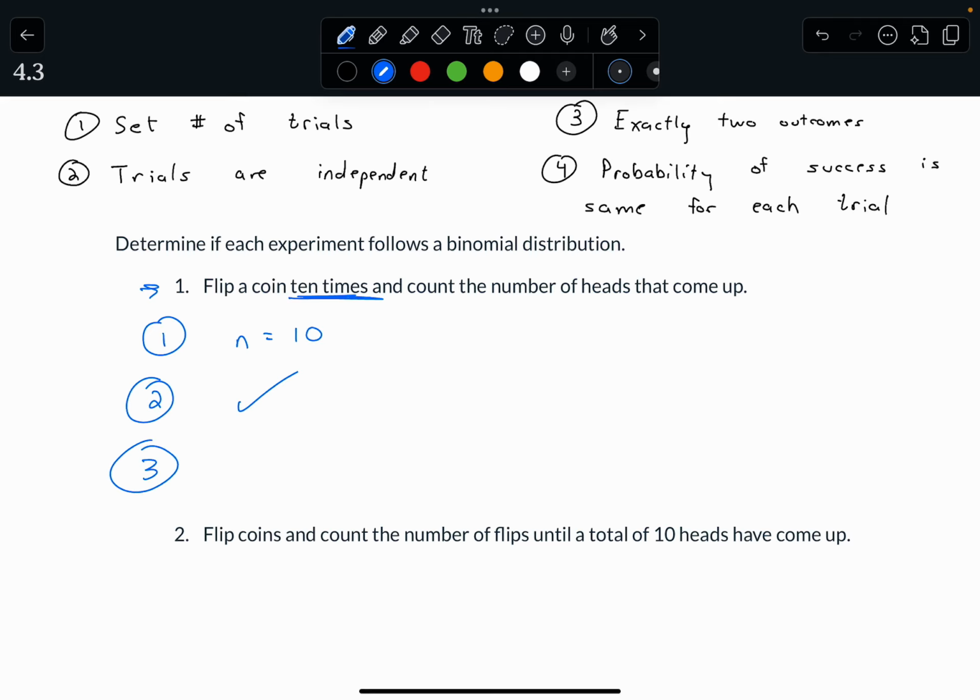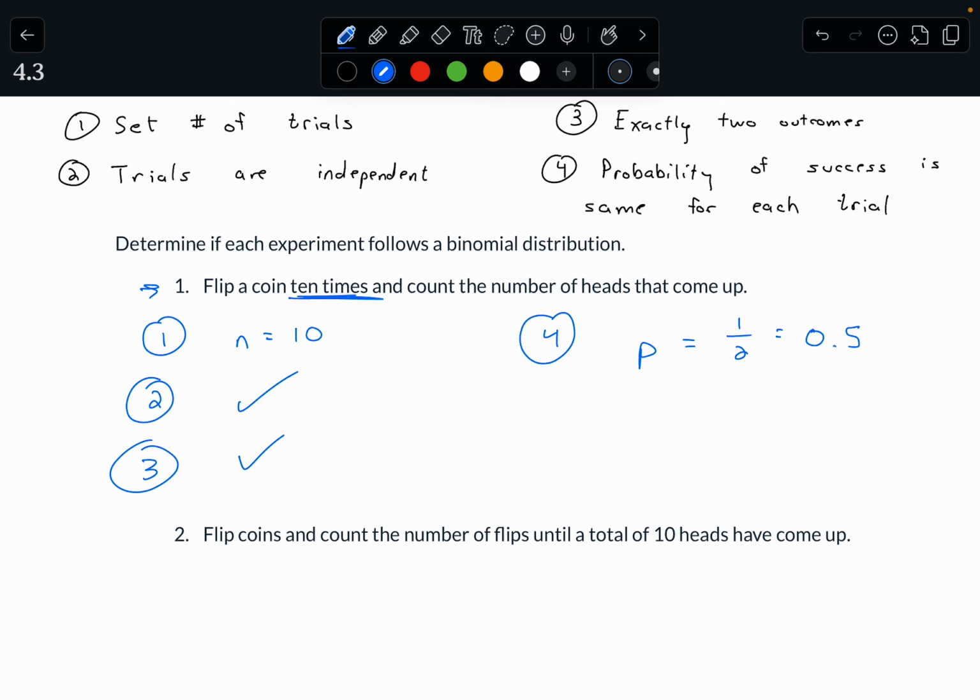Number 3, exactly 2 outcomes. Well, in this case of a coin flip, yep, there's only 2 outcomes. It's either heads or it's tails. So yes, we do meet that one. And then the 4th, the probability of success is the same for each trial. We should be able to find that probability of success. In this case, because there's only 2 outcomes, heads and tails, each outcome is equally likely. That means the probability of success, which we often call p, is 1/2 or just 0.5.